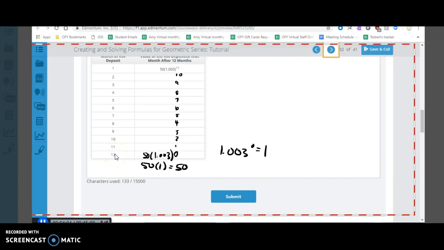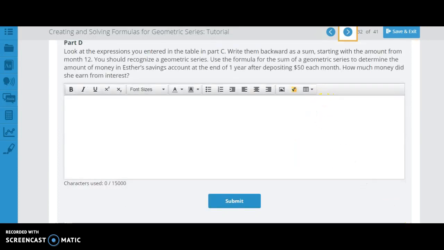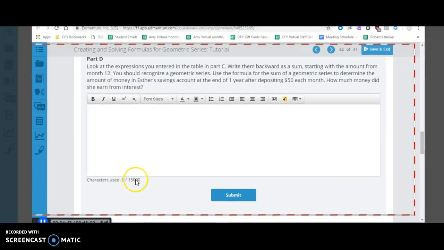If you put $50 in the last month, it's not going to get any interest yet because you're stopping then. So for this part here, if we want to write it as a sum but in reverse, then we're going to have 50, because we're starting at the bottom, plus 50 times 1.003 to the first power, plus 50 times 1.003 to the second power, and so on, okay?